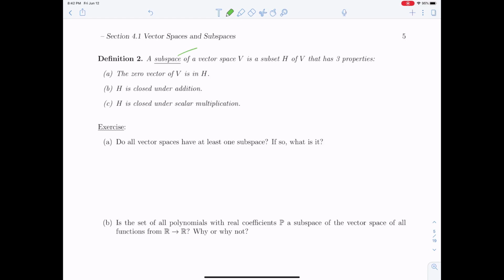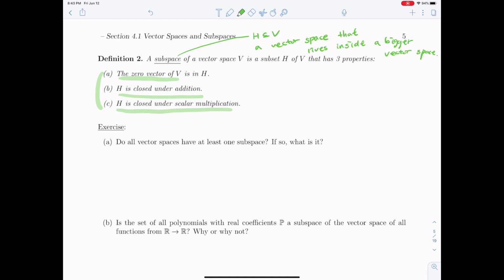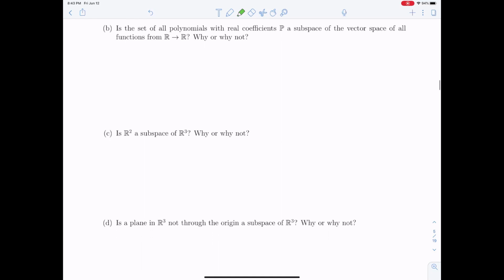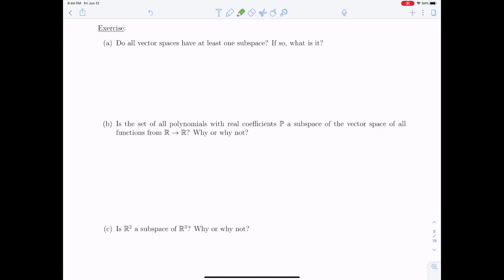A subspace is a space H that sits inside the original space V, or a vector space that lives inside a bigger vector space, and it should satisfy the following three conditions. First of all, H should contain the zero vector of V, H has to be closed under addition, and H has to be closed under scalar multiplication. There are 4 fun exercises below about subspaces, and you may want to pause the video and think about those 4 questions before I give you the solutions.